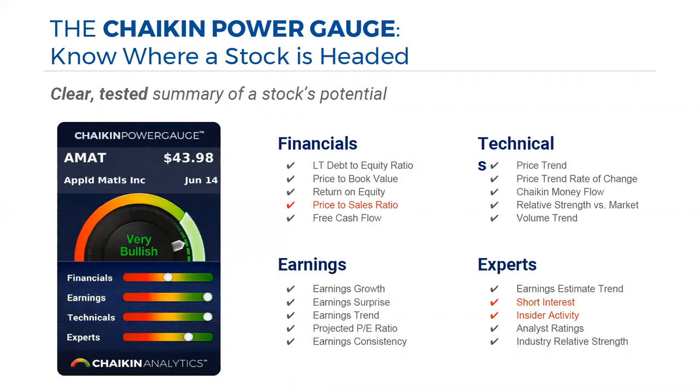So why are these important to me? Well, the price to sales compares a company's stock price to its revenue. So it's a real good indicator of the value placed on every dollar of a company's revenue. And if that's bearish, that means this stock can be overpriced. Under expert opinions, this is really our secret sauce. These are factors you're not apt to find elsewhere.